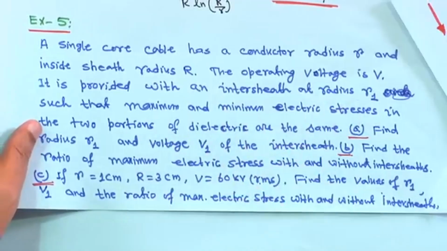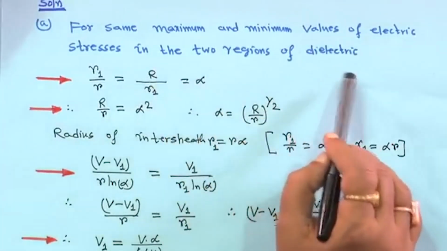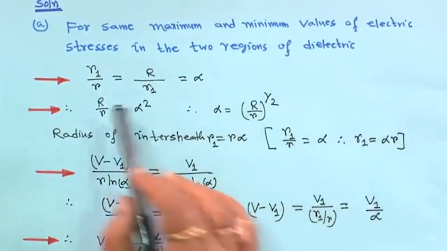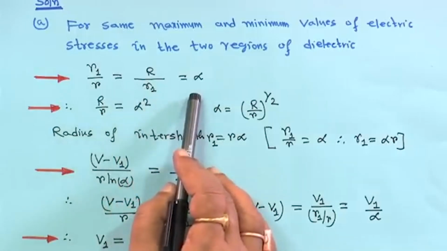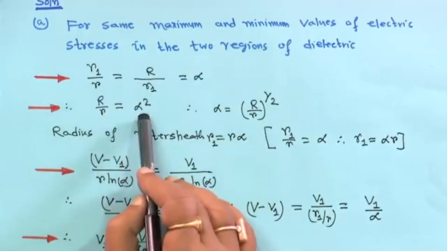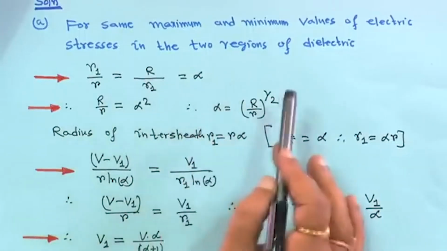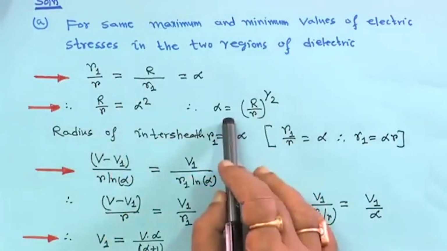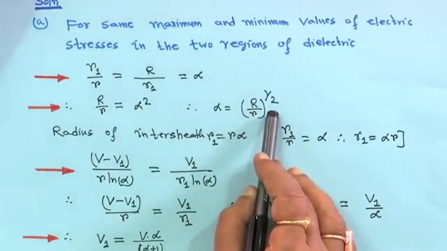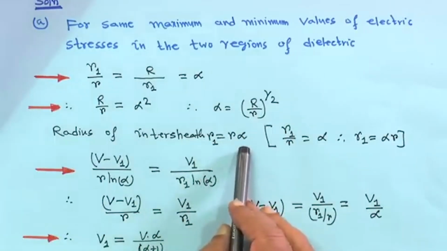An intersheath of radius r 1, right. So, the solution will be something like this: for the same maximum and minimum value of electric stresses in the two layers of dielectric, the same condition we will use, r 1 upon r is equal to R upon r 1 is equal to alpha. Therefore, capital R upon small r is equal to alpha square, because r 1 upon r is alpha and R upon r 1 is alpha, you multiply, then r 1 will cancel, capital R by r is alpha square. Therefore, alpha is equal to (capital R upon small r) to the power half, that is under root, right. So, radius of intersheath r 1 is equal to r alpha.